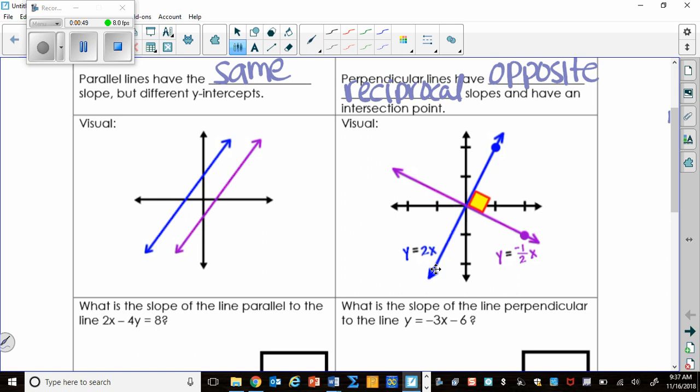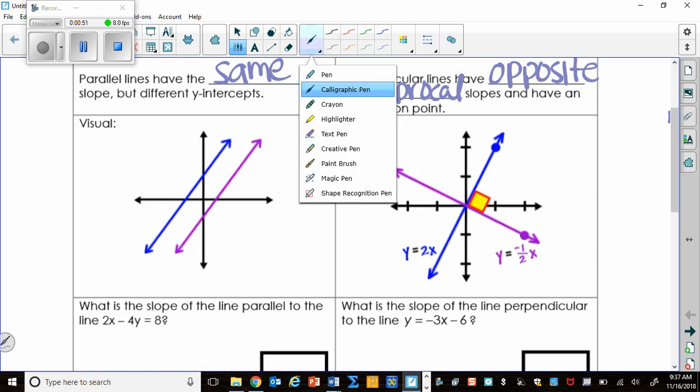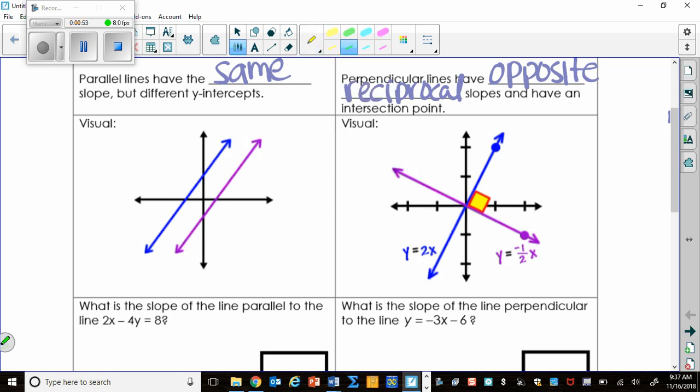And we're going to be looking at the slopes here. Let me highlight a couple things here. Notice the slope from this blue equation is 2x, and the slope of the purple equation is -1/2. So what does that mean?